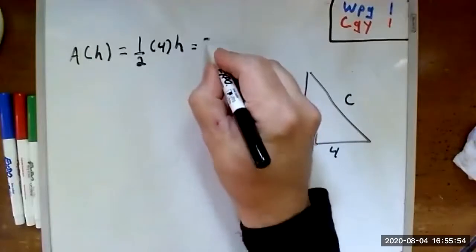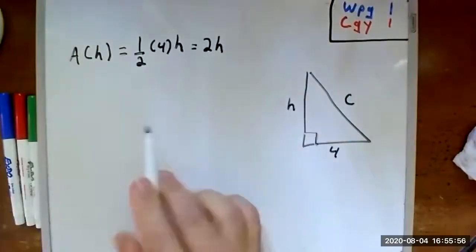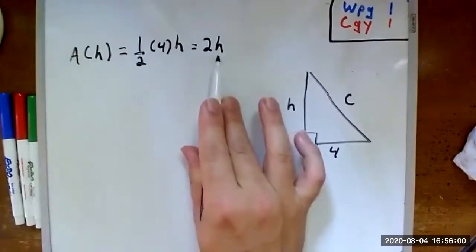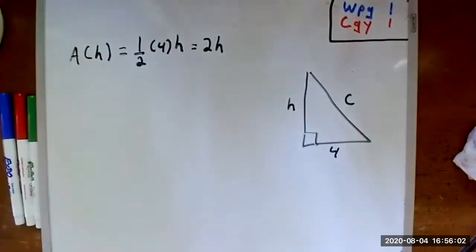So I can take 1/2, our base is 4. Our height is a variable, so it's h, no problem. And then I'll clean that up. I can take 1/2 of 4, so it ends up being 2h. So our function for the area of a triangle in reference to h is going to be 2h in this case.